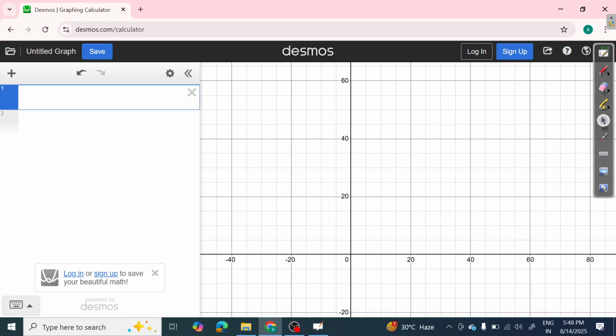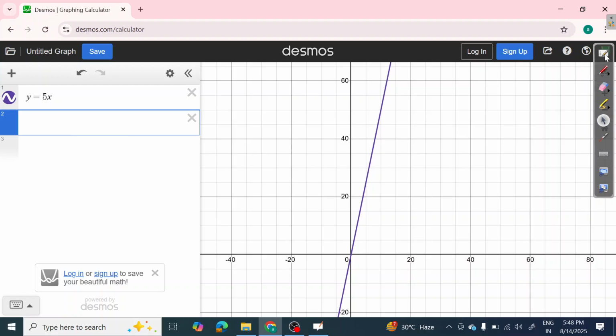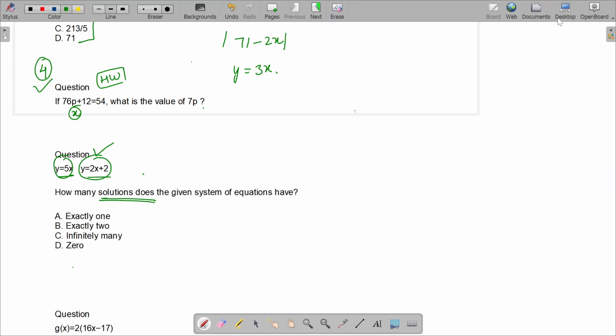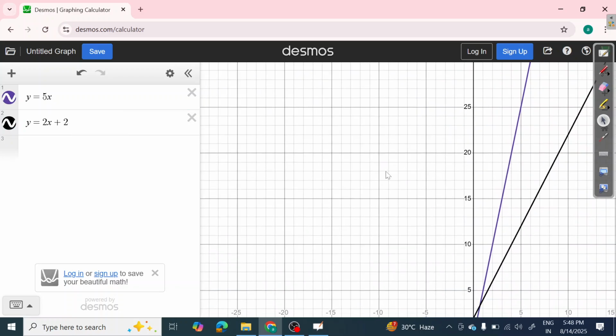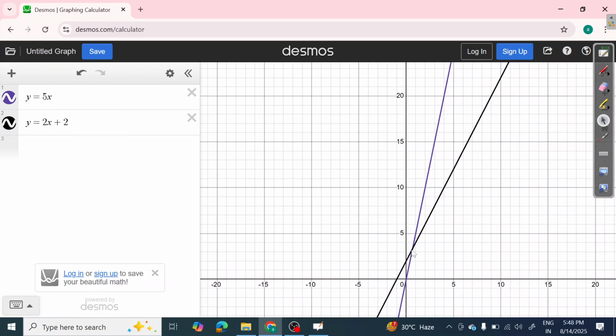I'll write y equals 5x, and in the second line, I think it was 2x plus 2. Yes, it is 2x plus 2. So I'll write y equals 2x plus 2. Can you see? Zoom in a bit to get more clarity. They are intersecting. How many solutions do they have? One solution. Also, you put it directly.